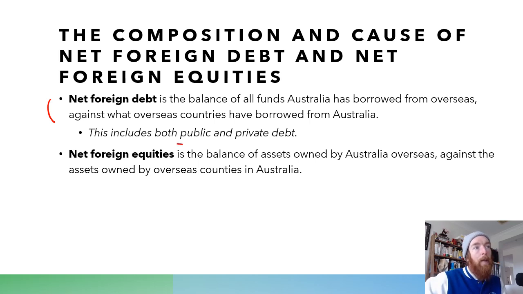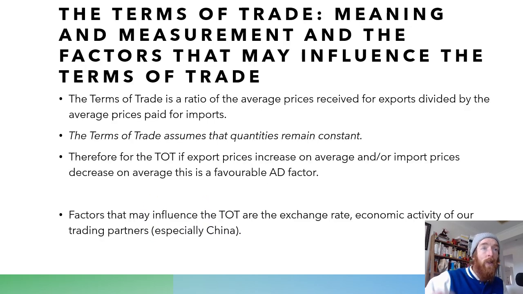So this includes both public and private debt. Public debt is government debt, private debt is from households and businesses. Then we've got net foreign equities, which is the same thing, but the balance of assets owned by Australians overseas versus the assets owned by overseas countries in Australia. Net foreign debt in Australia is currently over $1 trillion, so $1 trillion in net foreign debt. And our public debt is approaching $1 trillion on its own.